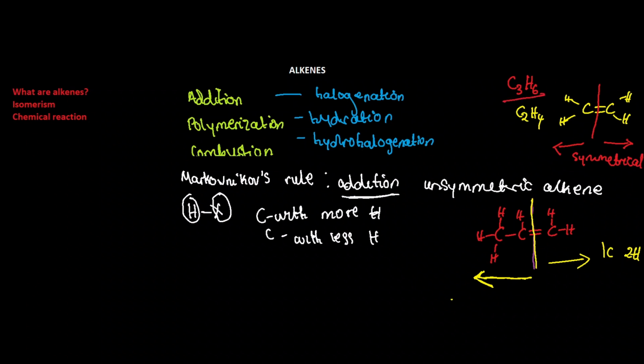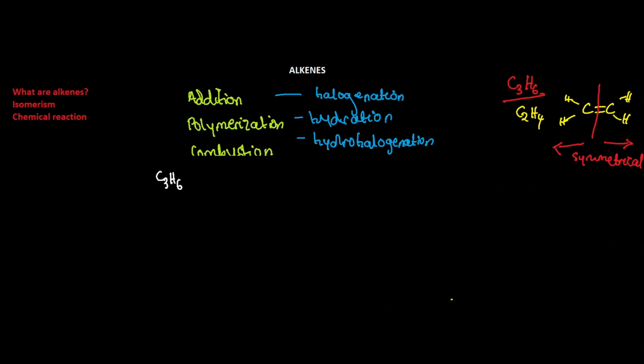However, for C3H6, we have an unsymmetrical alkene. So let's apply Markovnikov's rule to this particular alkene. So we have C3H6 with the structural formula that looks like this. Okay. And then hydrogen is arranged in this manner.